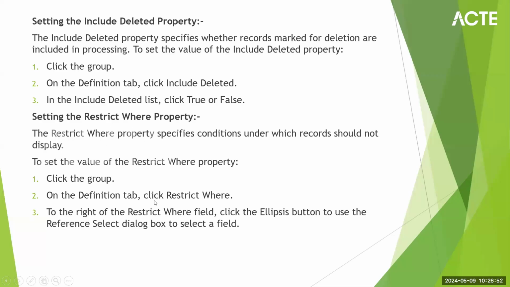For the particular group, so how? Click on the group on the definition tab, click restrict where, and there you map the particular field of the condition which you already created or it's existing in your manuscript, like so and so time I don't want this group to be displayed on the UI.